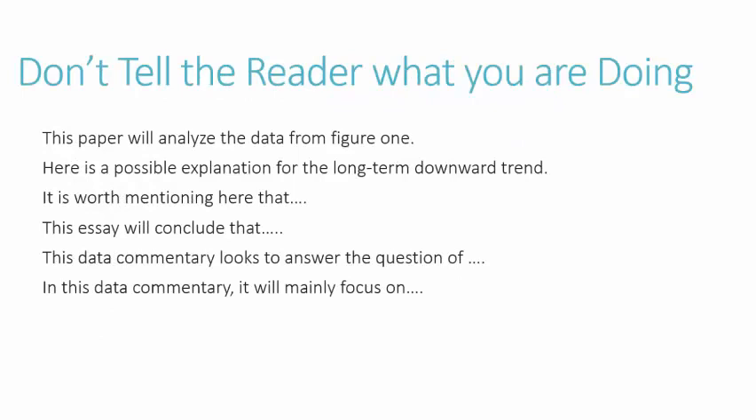And you don't need to tell the reader what you're doing. For a data commentary, the reader knows what you're doing. So you can just directly do it. You don't want to have things like this paper will, or here is a possible explanation, or it's worth mentioning, or I'll conclude that, or in this data commentary it will mainly focus on. You don't need any of that. And you want to use all of those 400 to 600 words so you can just go straight to your indicative summary, your highlighting statement, and your extension.